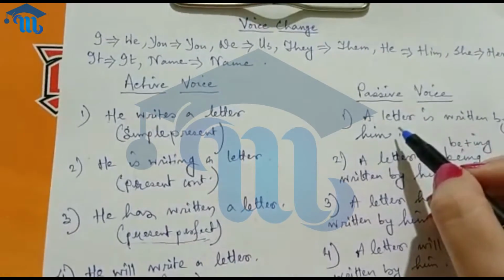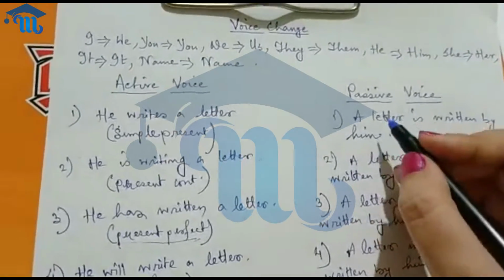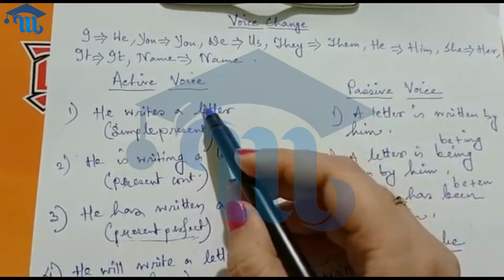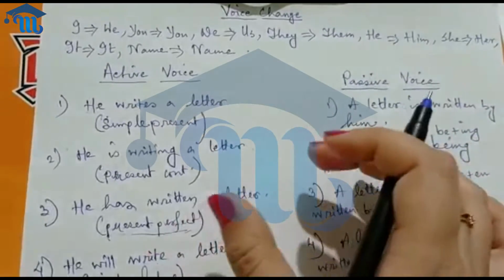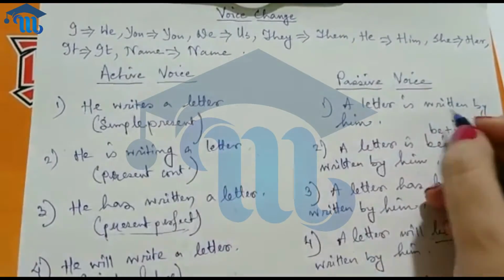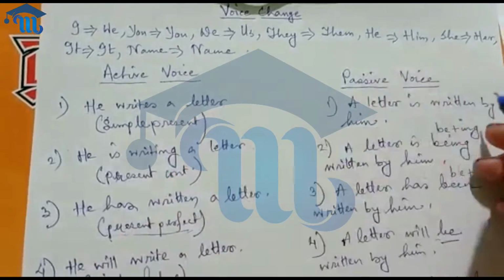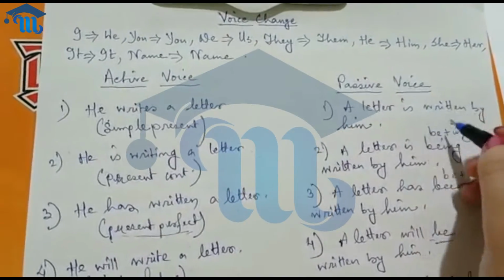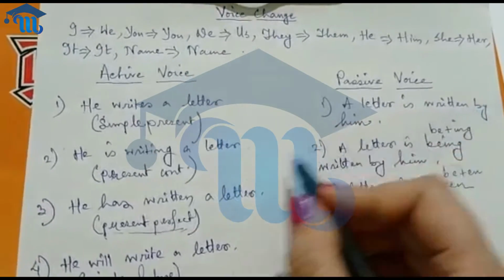Now, what happens in passive voice? "A letter is written by him." Letter, which in active voice was the object, becomes the subject. That is, the position of the object and the subject changes in active and passive voice. "A letter is written by him," where the main verb or the doing verb is split into two, where "is" is the auxiliary verb and obviously "written" is the main verb. And "by" is the preposition that comes in.